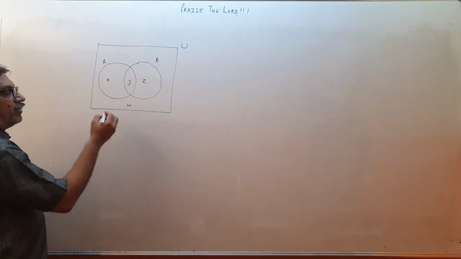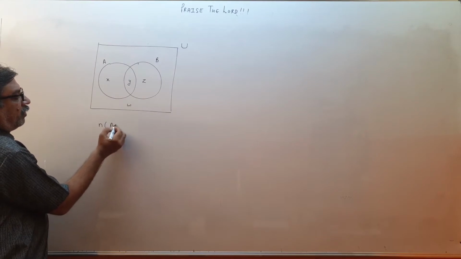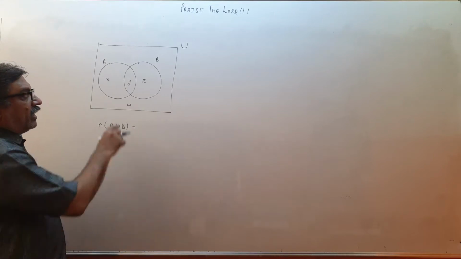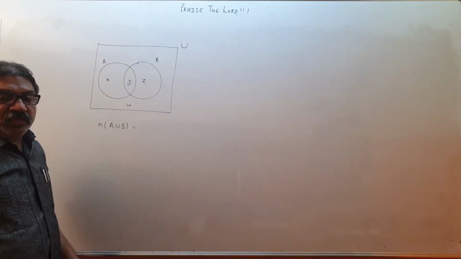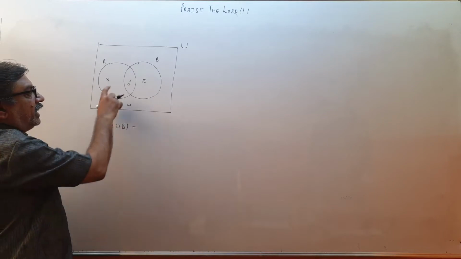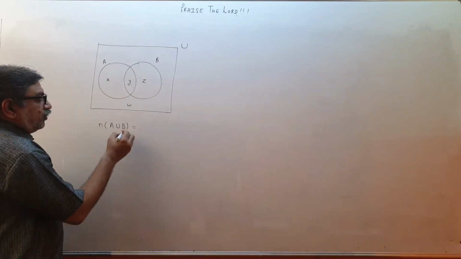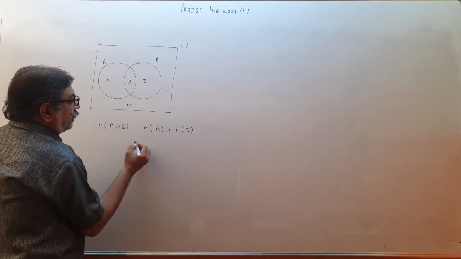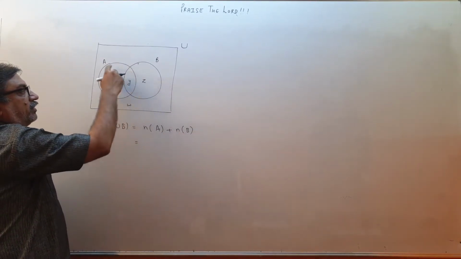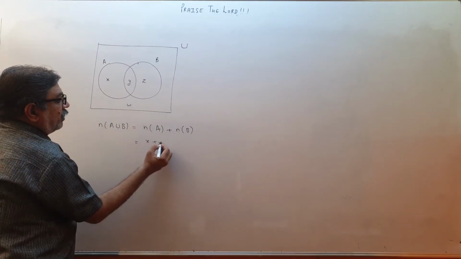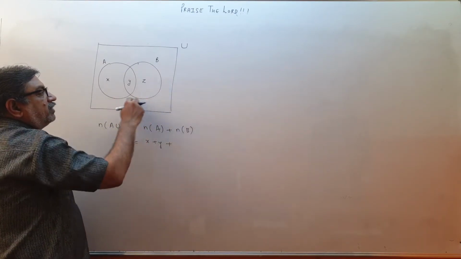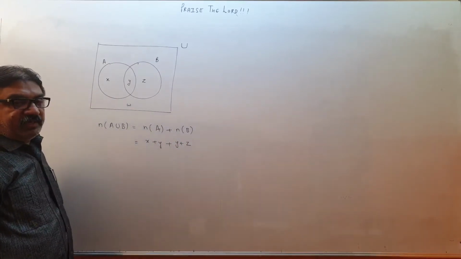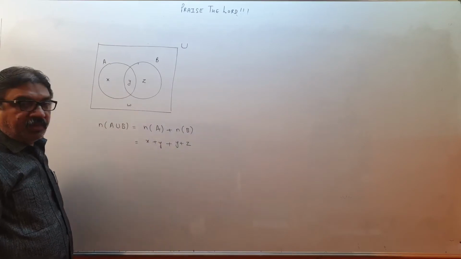I want to find the number of elements of A union B. We know it is X plus Y plus Z. Total elements in A union B, X plus Y plus Z. If you think n(A union B) will be n(A) plus n(B), let us see what happens. n(A) means the number of elements in A, that is X plus Y. n(B) means the number of elements in B, that is Y plus Z. So this will become X plus 2Y plus Z, whereas we want only X plus Y plus Z.